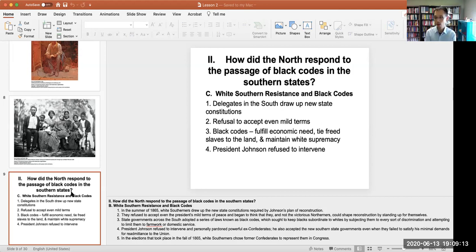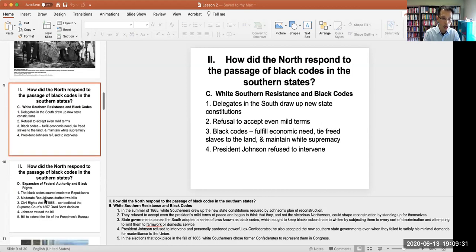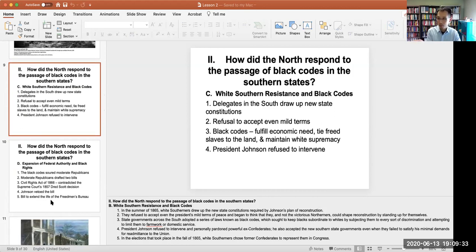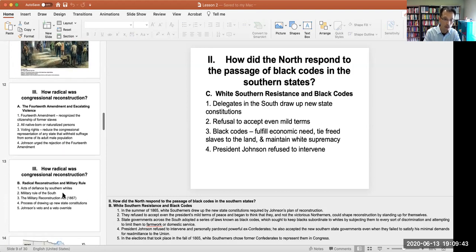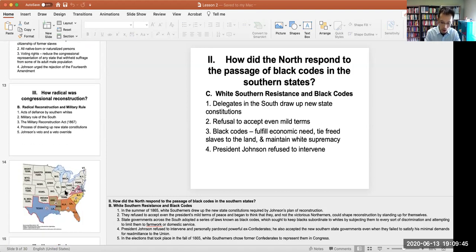And so for this part of the chapter, you should be able to explain the purpose of the second phase of Reconstruction. What are some of the key legislations put forward by Congress? What did radical Reconstruction mean ultimately? As we saw, the tension between President Johnson and Congress escalated over time, and that led to the impeachment of President Johnson. So you should also be able to talk about the impeachment of President Johnson.